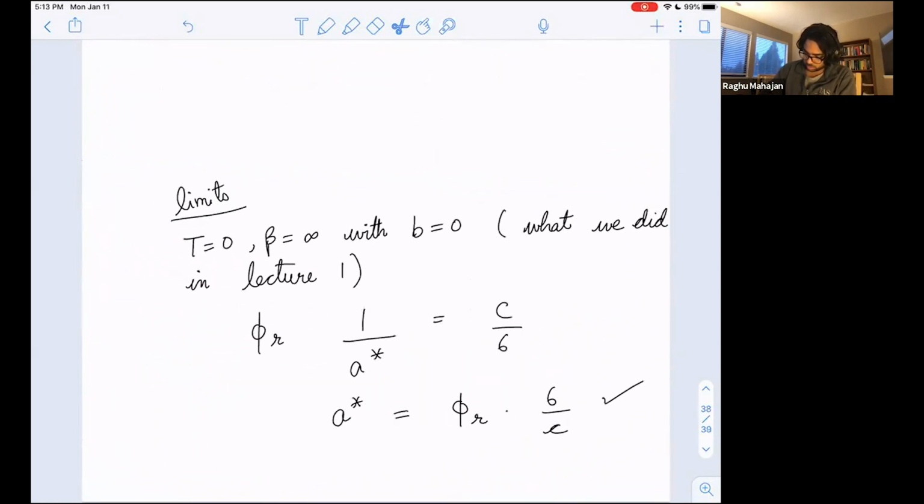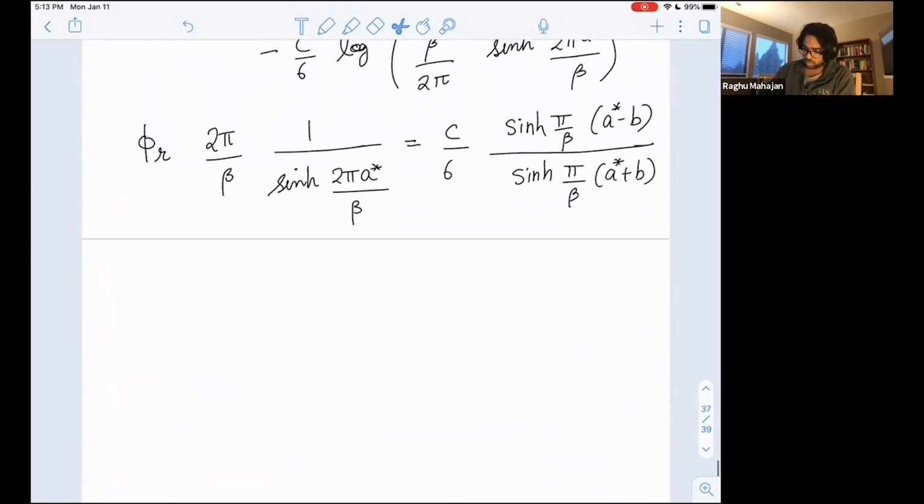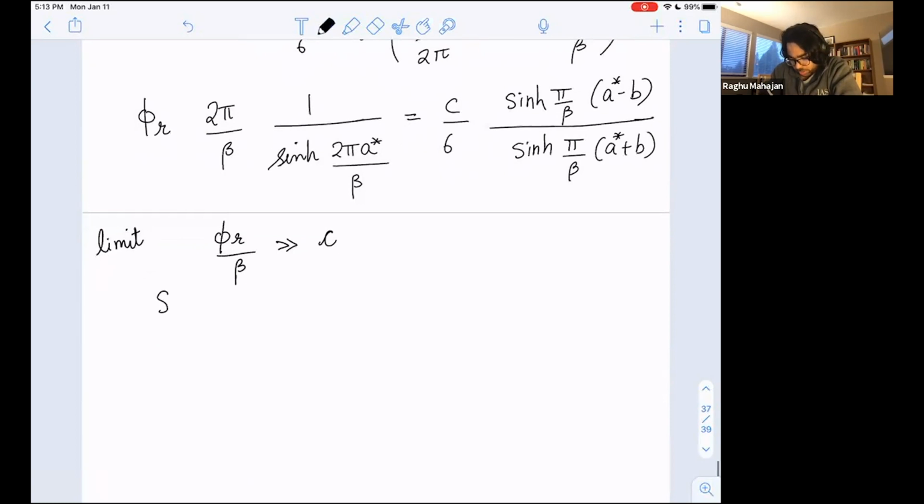Below here and go back. Okay, so what's the physics? I want to say that there is a limit which is phi r over beta much larger than C. What is this physically saying? Remember that the entropy of the black hole in this model is phi naught plus phi r over beta. It's linear in the temperature, and there was some 2 pi here. So phi r over beta is a measure of how much entropy the black hole has above extremality.